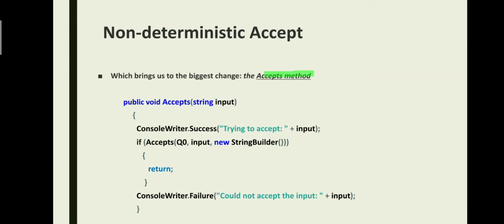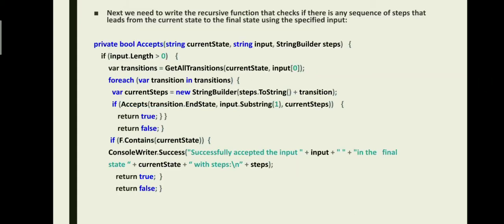Okay. Next, we need to write the recursive function that checks for the sequence of steps that leads from the current state to the final state using specified inputs. So here in this code, a function called bool accepts is used, which has a string current state, input and a build steps. So they have also used an if statement. If input.length is greater than 0, if the length of the input is greater than 0, var transition is equal to GetAllTransitions(currentState, input).